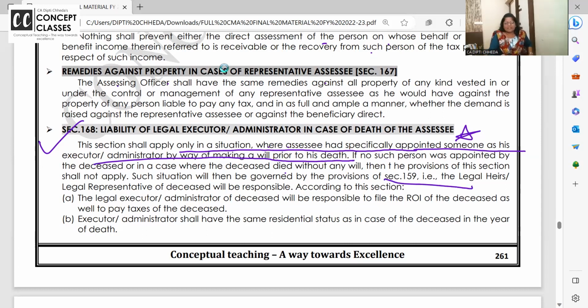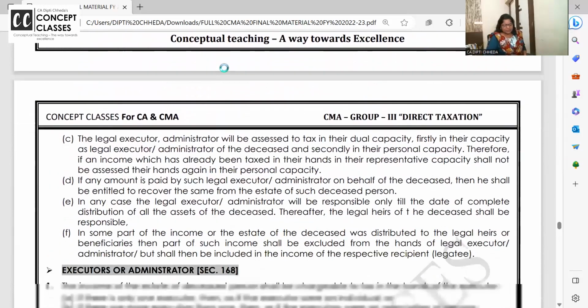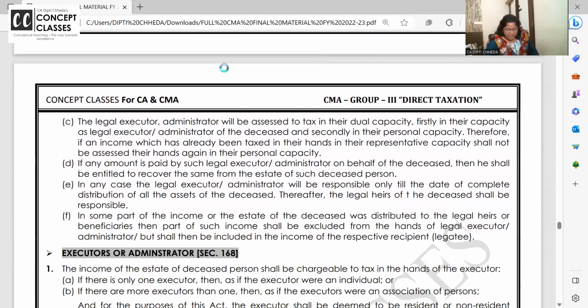Understood or not? If there is no will at all and no one has been appointed, then legal representative, otherwise executor. The executor will be assessed to tax firstly in his capacity as executor and secondly in his personal capacity. Okay, he will pay the tax if he is taking over the business.